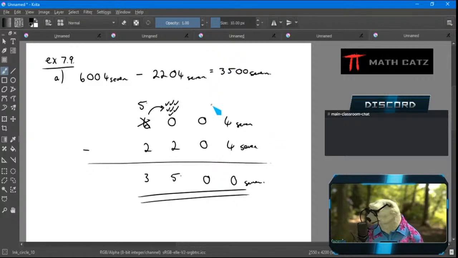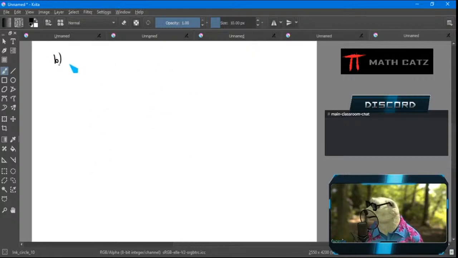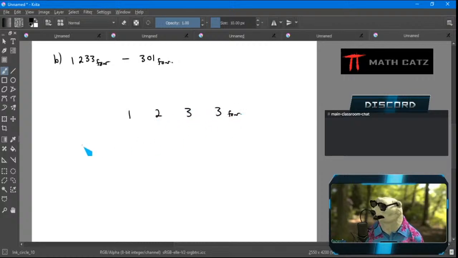Let's squeeze in one more. Why not? B. 1, 2, 3, 1, 2, 3, 3, base 4, minus 3, 0, 1, base 4. So I really like the arithmetic because it doesn't require that I know what this quantity is. I don't care what the quantity is. What is 301 base 4? I have no idea. And I don't care.